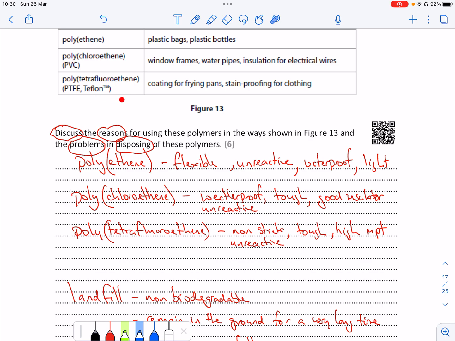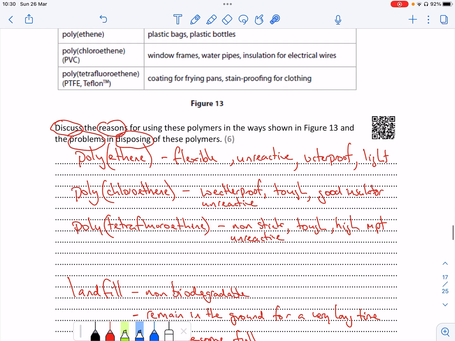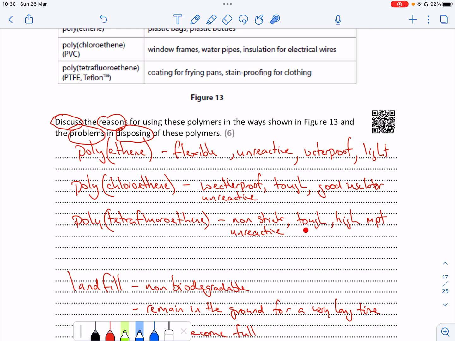PTFE, polytetrafluoroethene, this is the non-stick lining in frying pans. So you've got non-stick, it's got to be tough, it's got to be high melting point, unreactive. I would also add to that as well, non-toxic. So if you're going to cook with it, it can't be toxic to people.